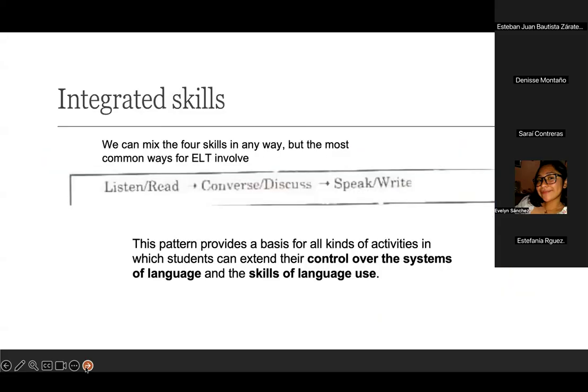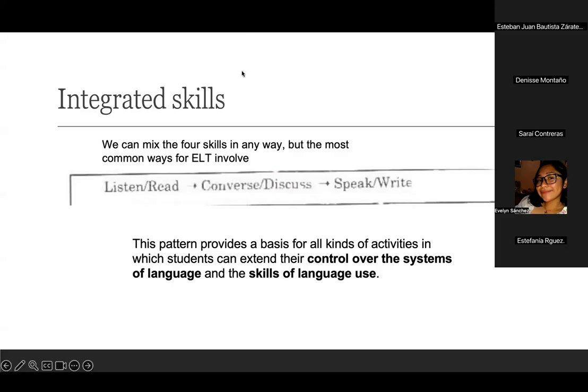Then we need to continue to finish this part of integrated skills. In this case, integrated skills is the mix of listening or reading plus converse and discuss and then speak and write.